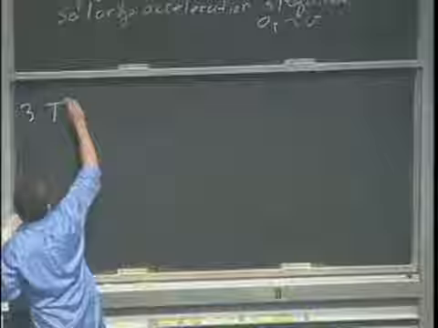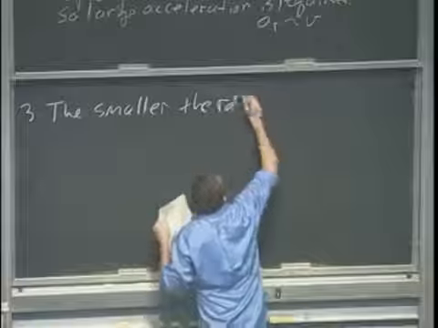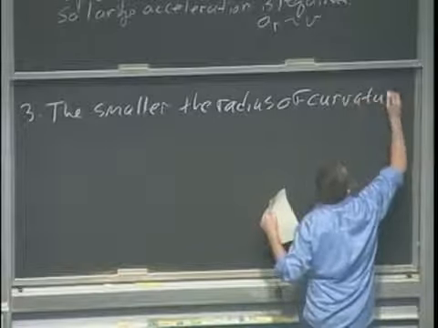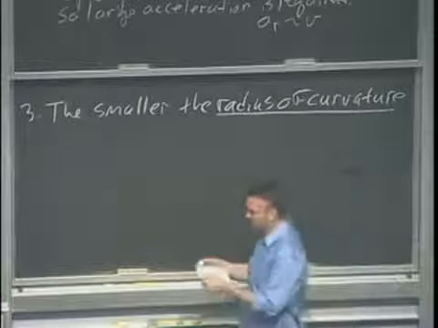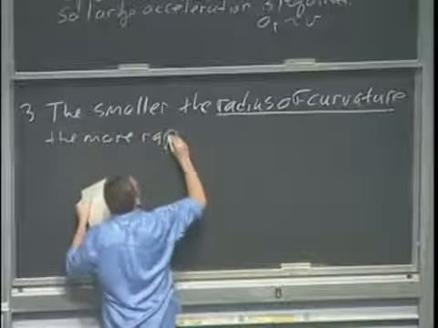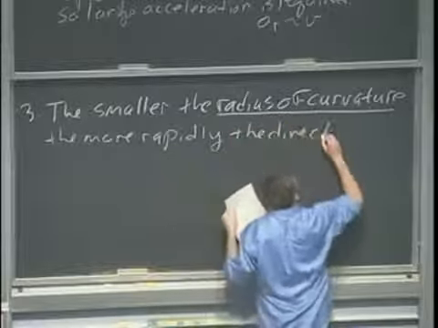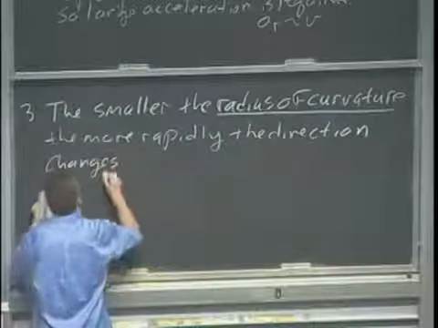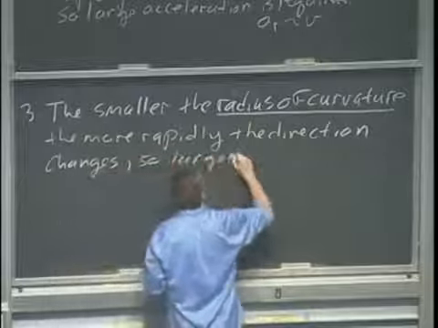Let me write that down. The smaller the radius of curvature, that's just the radius of the circle, but I haven't used that term yet, so let me underline it. The smaller the radius of curvature, that's just the radius of the circular motion, the more rapidly the direction changes. For that, and this is for a given speed, a larger acceleration is required.